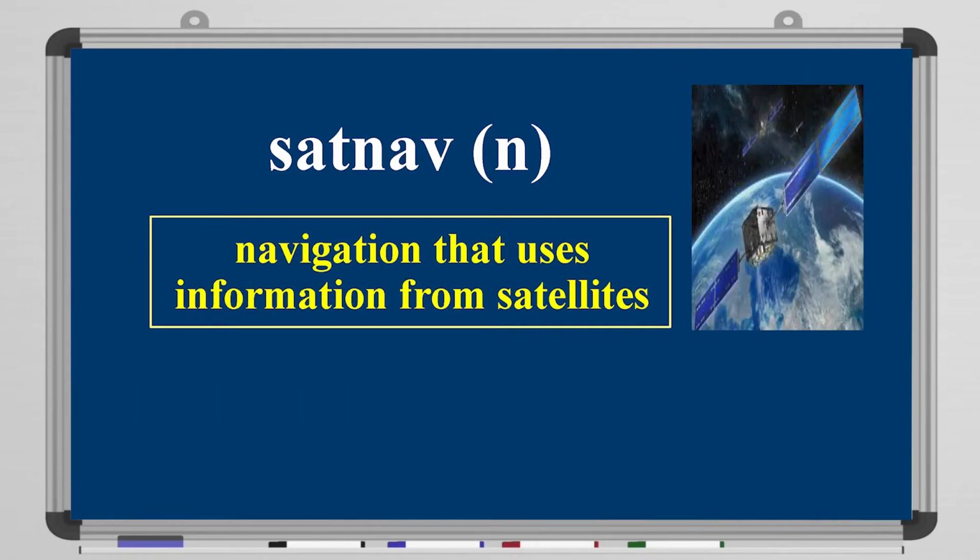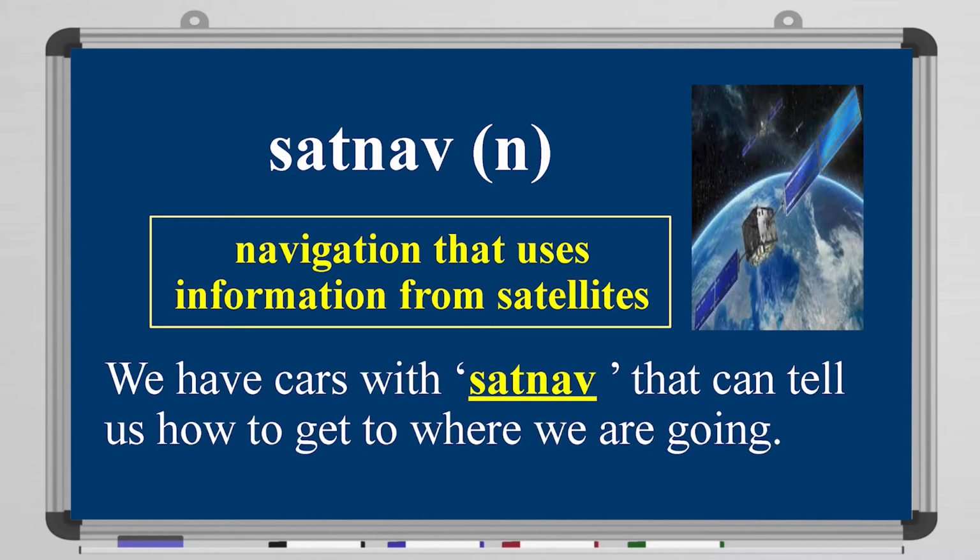What about the sat-nav? It's a new vocabulary item as well, and we use it in the cars. It's a form of technology. It's a navigation system that uses information from satellites. For example, we have cars with sat-nav that can tell us how to get to where we are going. We use it in the GPS mostly.